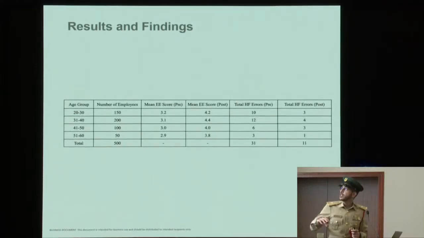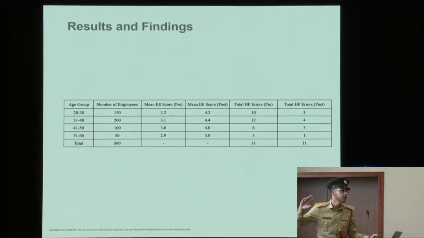So what we have done is that we started with a trial with the employees, and during our trials, we saw that there was collected data of 31 human factor errors. Once we did the trial and the tests again, after the employee engagement and our initiatives that were presented by night, we saw that we had reduced the human factor errors to 11.